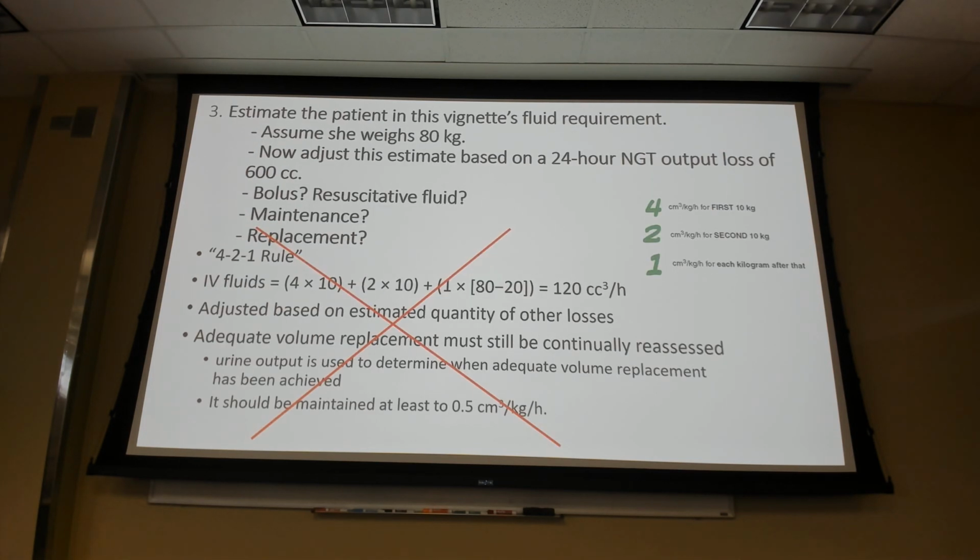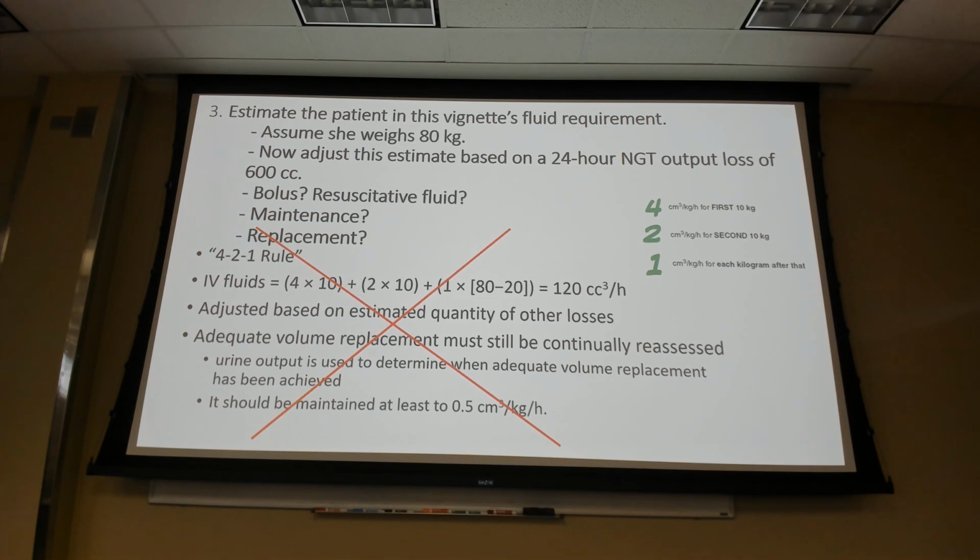All right, how do we estimate our fluid requirements? So what was one of the ways we talked about for the maintenance fluids? 30 times their body weight in kilograms divided by 24. But when we're looking at replacement, one of the methods we use is a 4-2-1 method, which is just 4 times 10 for the first 10 kilograms and then 2 times 10. So you're looking at 60.